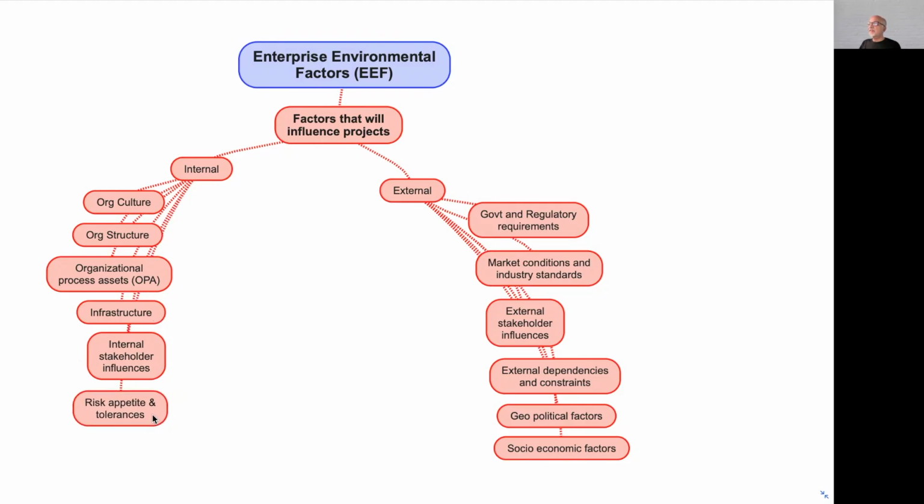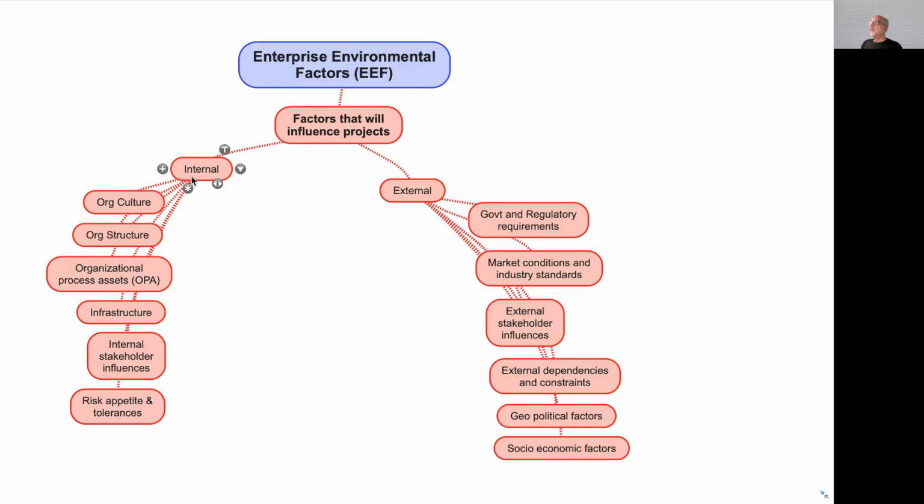Another example of an internal enterprise environmental factor is risk appetite. Some organizations can take a higher risk; they are okay with risk taking, whereas some organizations are risk averse. They don't want to take any major risk. So this factor also will help us to manage projects effectively. Again, these are all examples. We should be able to add more to this.